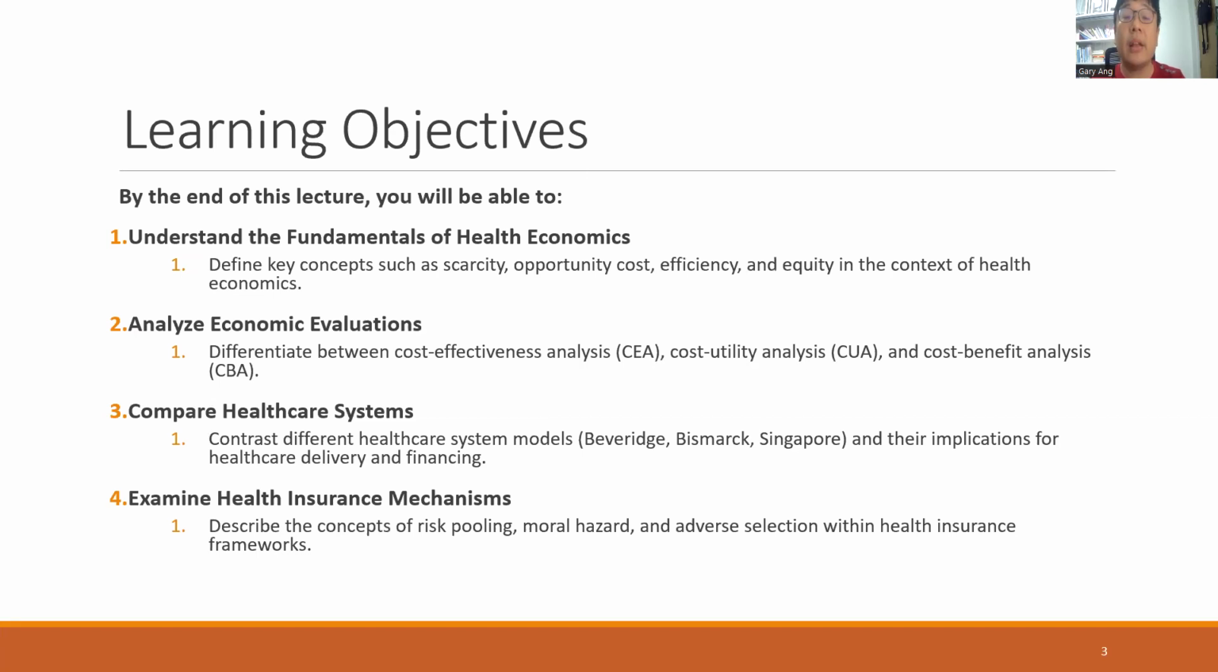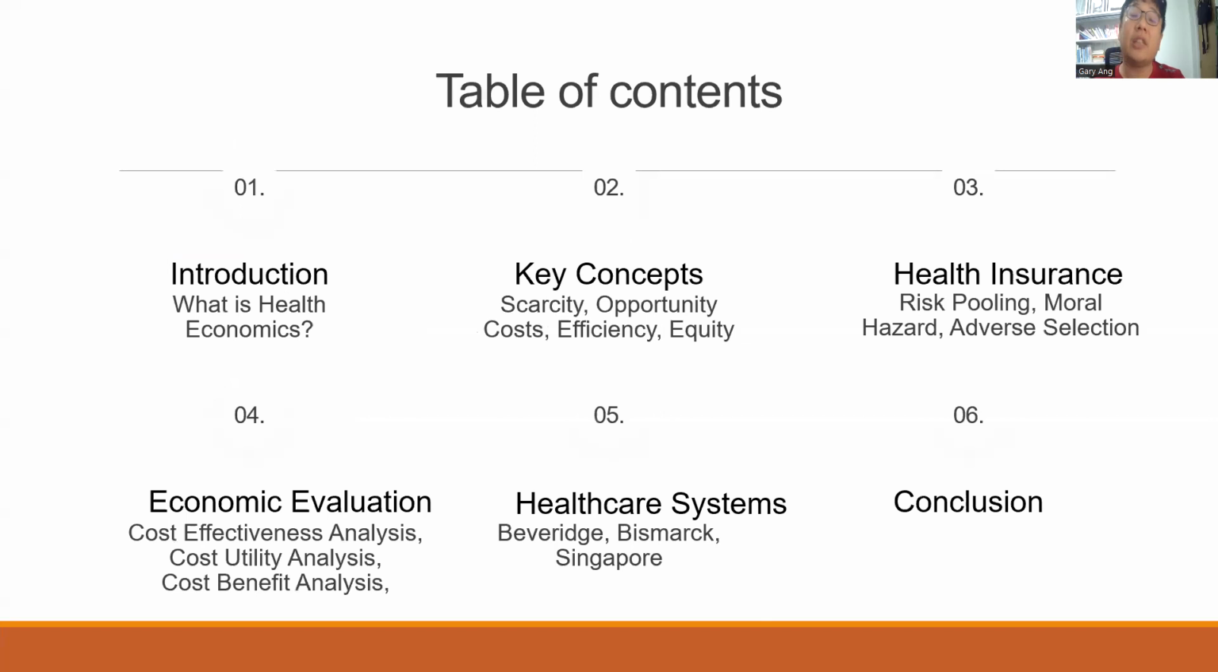We also compare the different healthcare systems: Beveridge, the UK model, Bismarck, the Germany model, and of course, Singapore, and their implications for healthcare delivery as well as financing. Finally, we'll cover a bit about risk pooling, moral hazard, and adverse selection beneath the health insurance framework. As mentioned previously, my slides will be divided into 6 parts. First, introduction, key concepts, health insurance, economic evaluation, healthcare system, and finally, conclusion.